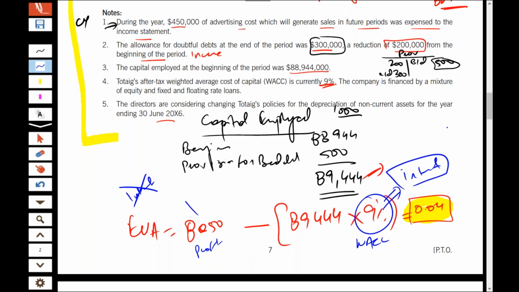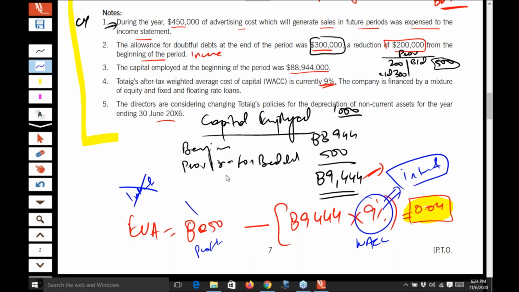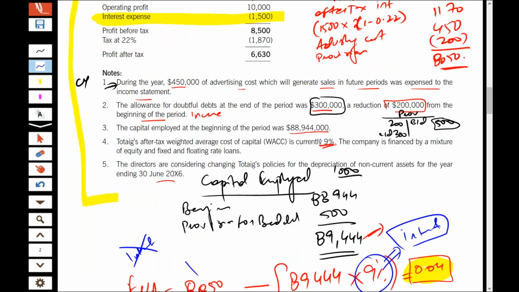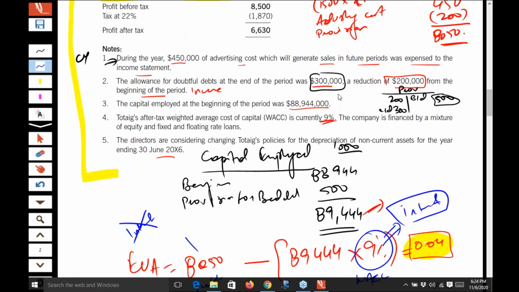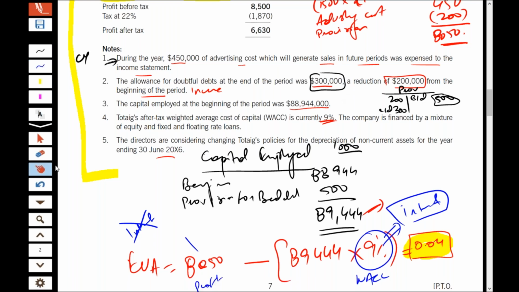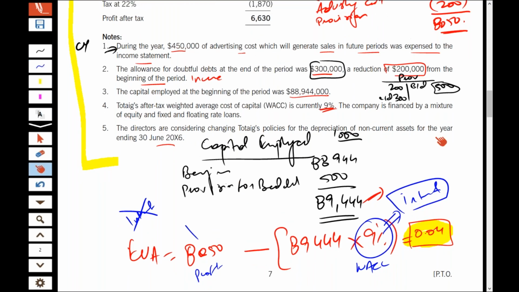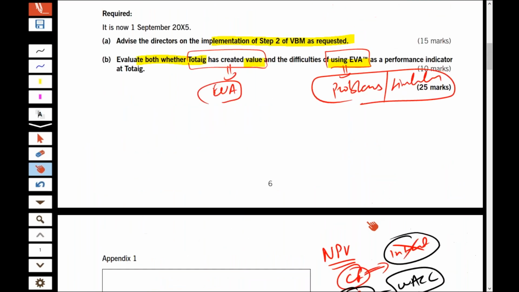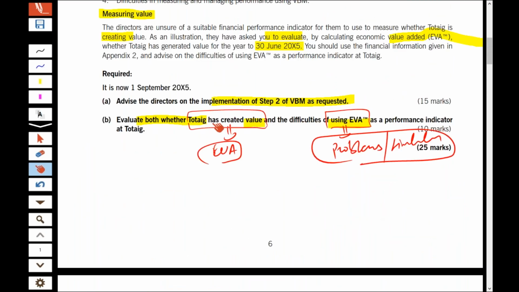Yeah, is that okay? Okay, great. Now, so we have now, thank you, Amrita. Now, we have now got the economic value added, which is 0.04. And the requirement was that you have to evaluate whether TOTEC has created value and the difficulties of using EVA as a performance indicator. Now, when it has created value or not, so yes, it has created value.